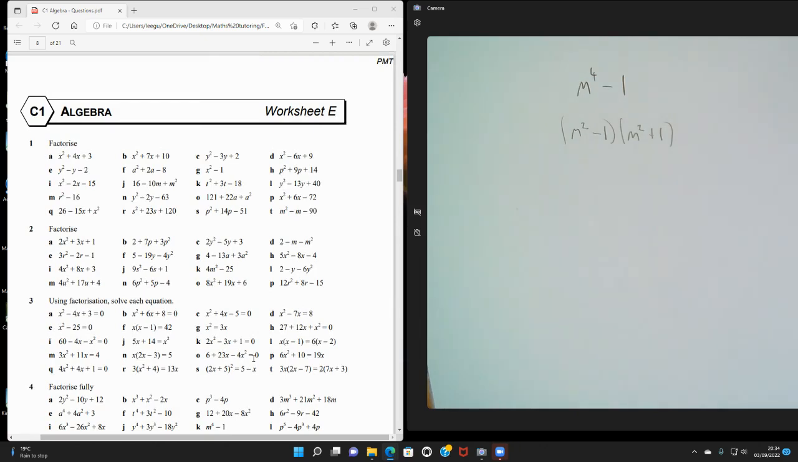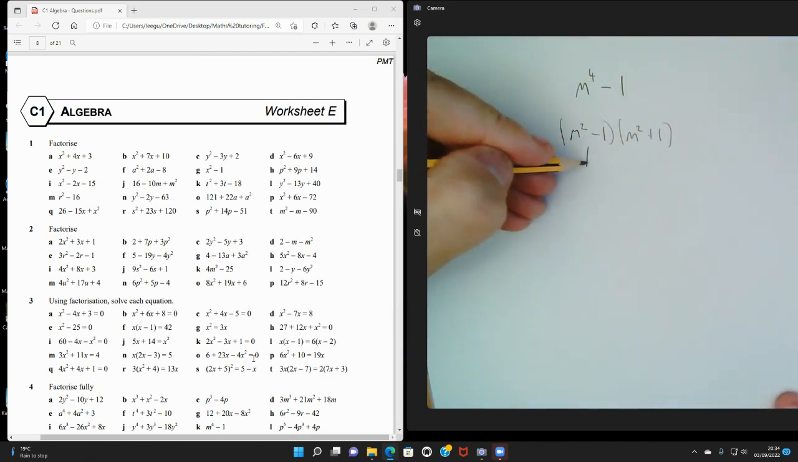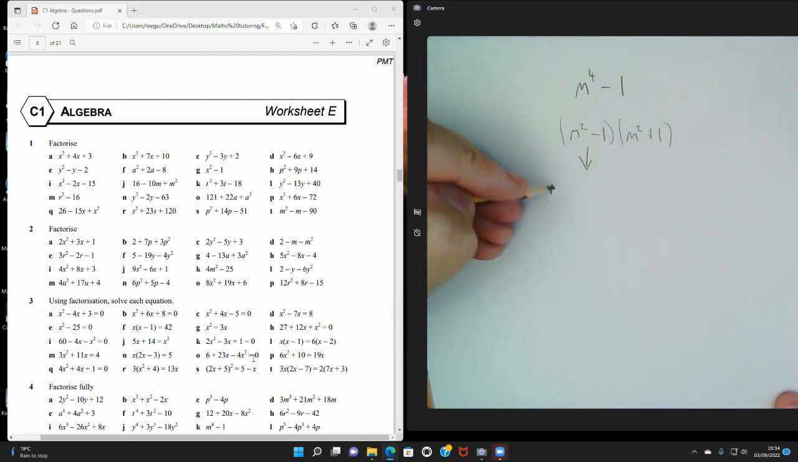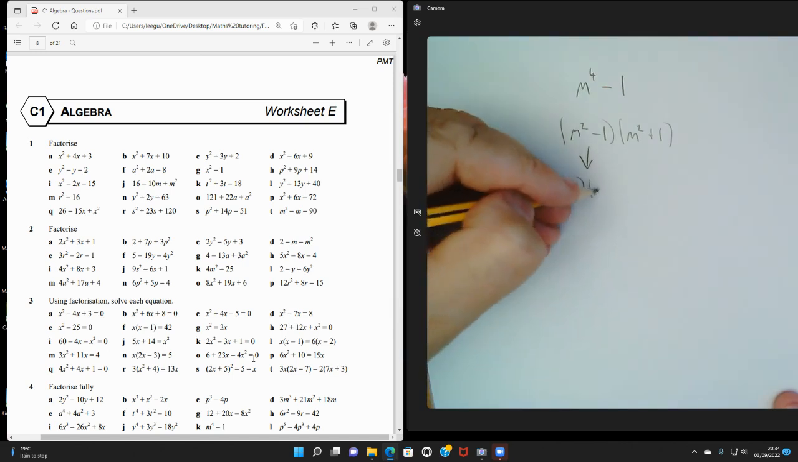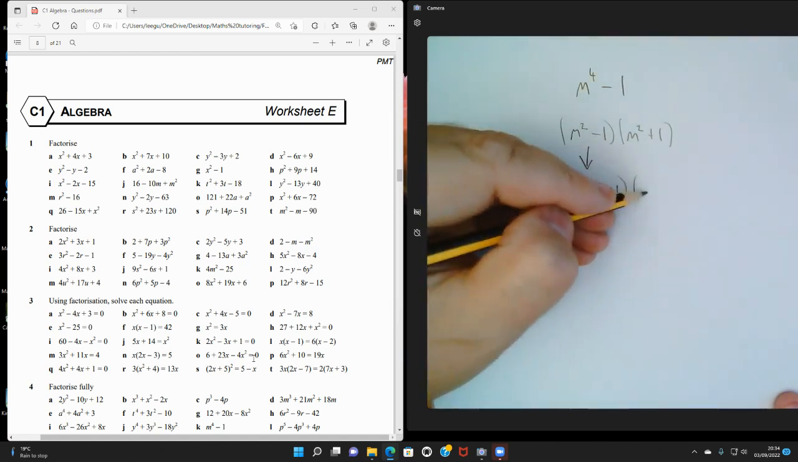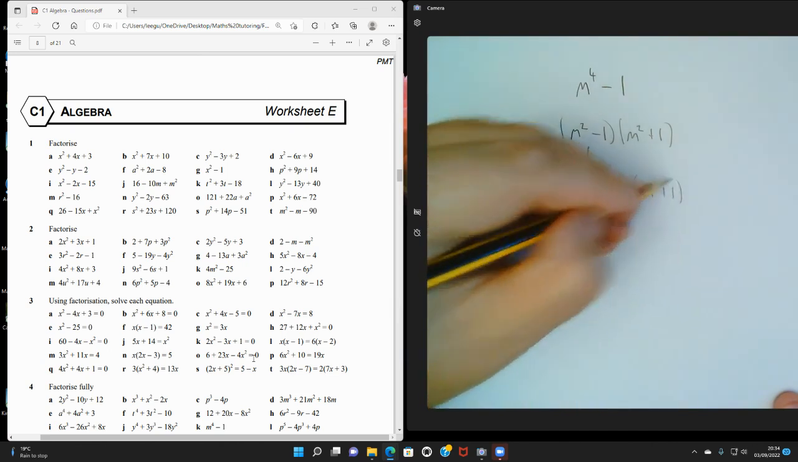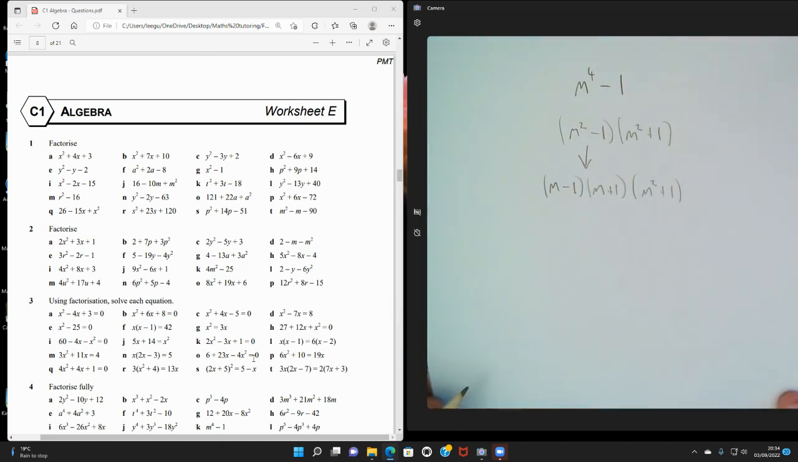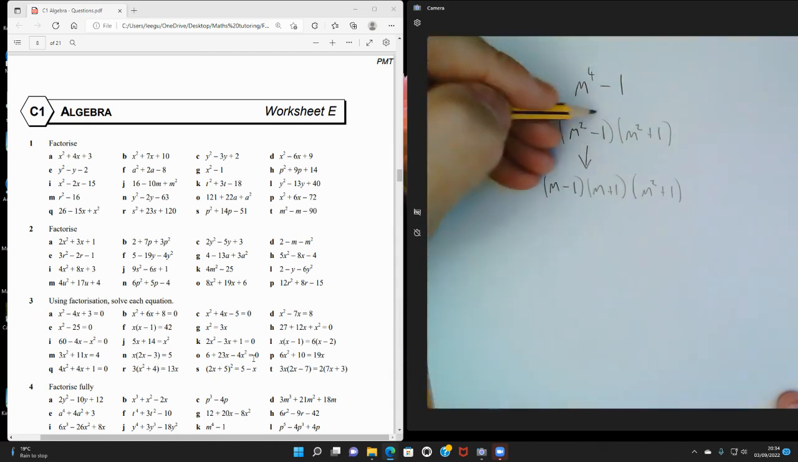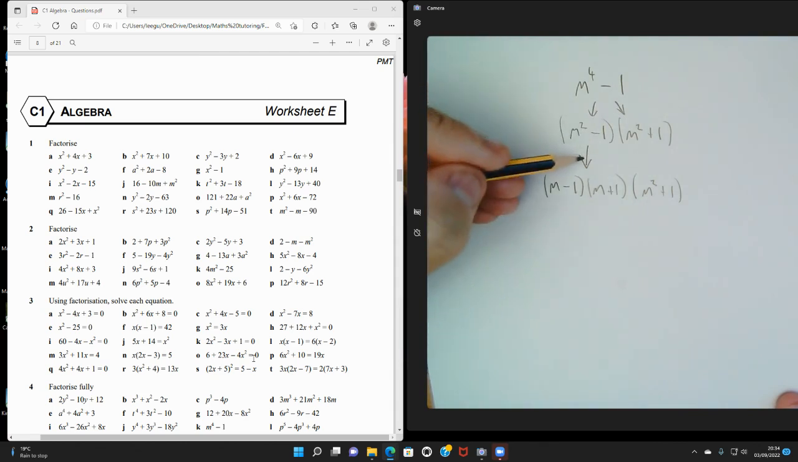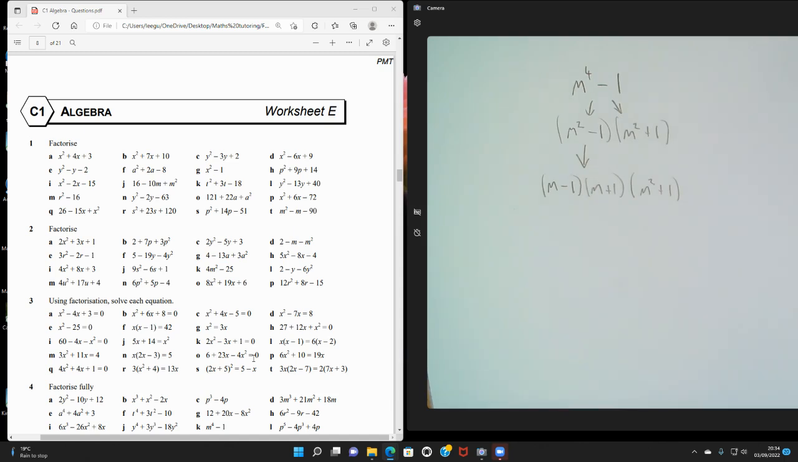Well, have we factorized this fully at this stage? And the answer to that question, as you can probably imagine, is no, because there's an additional step. This is also the difference of two squares, and in turn factorizes into m minus 1 times m plus 1. And that whole thing is multiplied by m squared plus 1. So that is the full factorization of m to the power 4 minus 1. It went first of all into those two, and then that one had a further factorization. So that's some introductory examples of factorization. In the next lesson, I want to look at some slightly more advanced ideas in factorization.